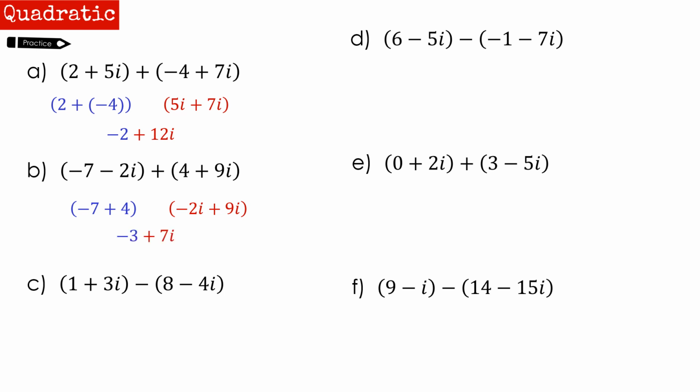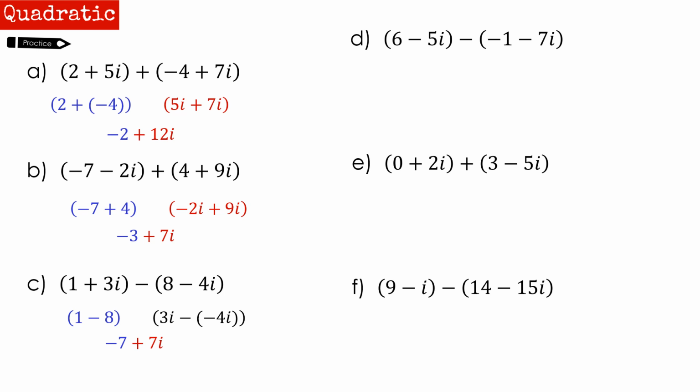So hopefully you get -3 plus 7i. Let's look at C. For this one, we're subtracting. So we're going to subtract the real numbers and the imaginary numbers. Hopefully you remember 8 minus 4i needs to be rewritten as 8 plus -4i. That's going to give us an answer of -7 plus 7i.